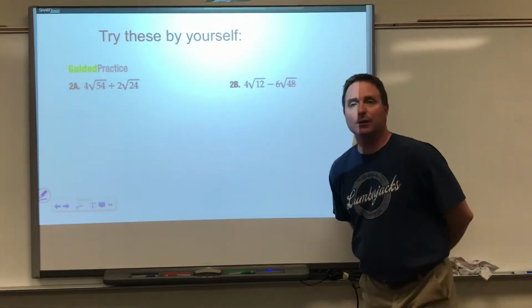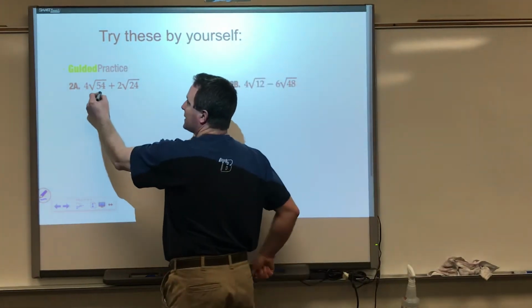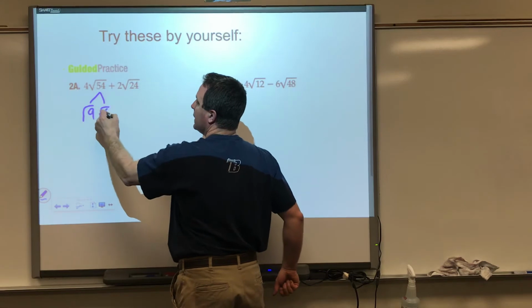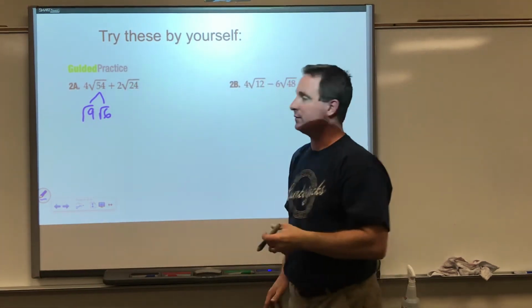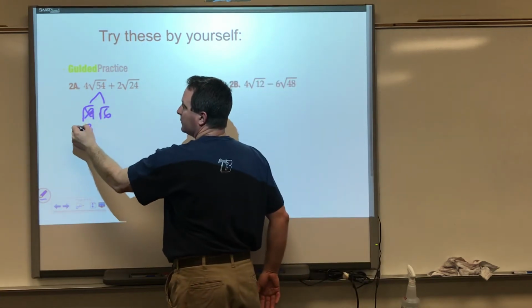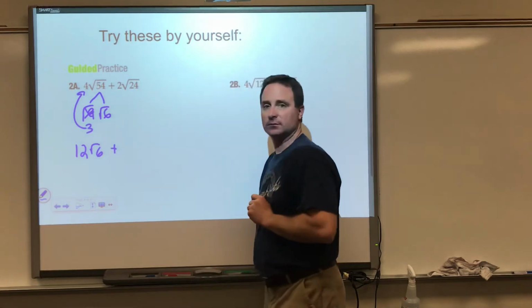Okay, welcome back. Let's give it a try here. These two radicals are different. Let's try and simplify them. 9 times 6. Again, I'm going to make reference to your factor sheet, the black ones. The square root of 9 is 3. 3 times 4 is 12 square roots of 6.